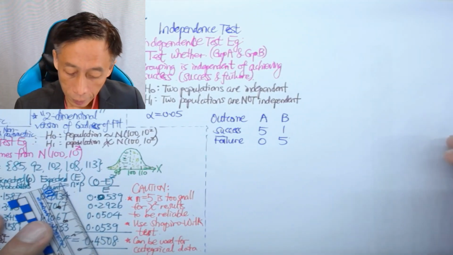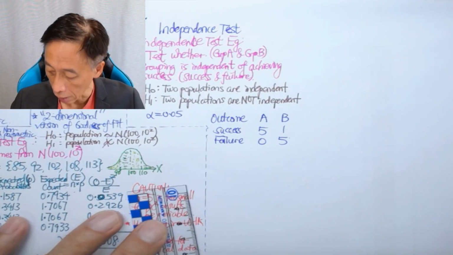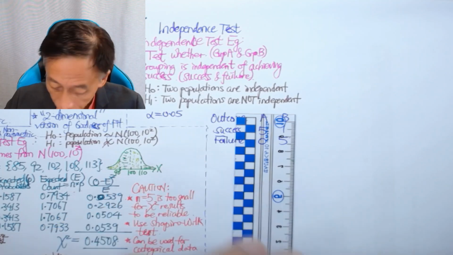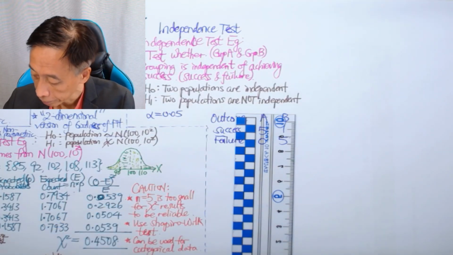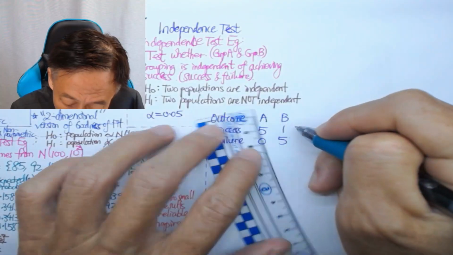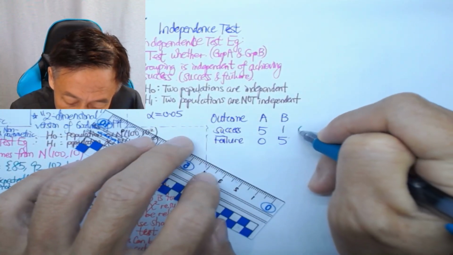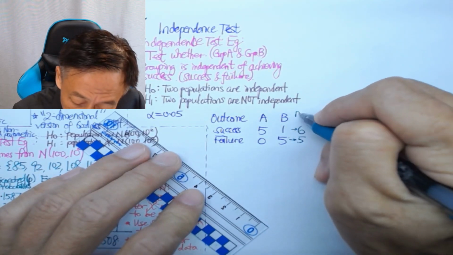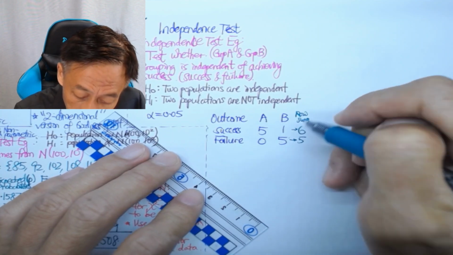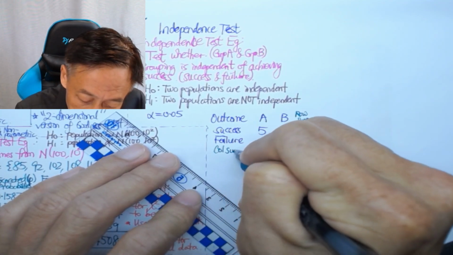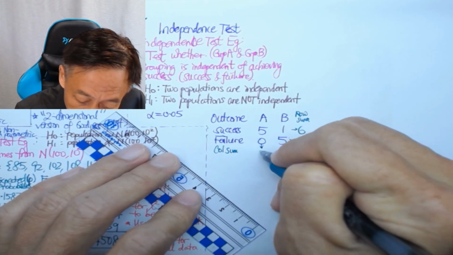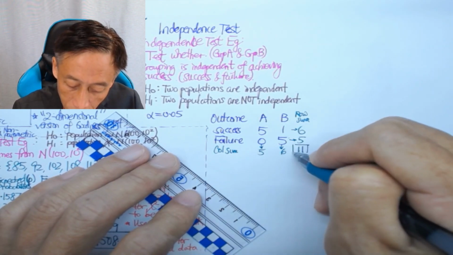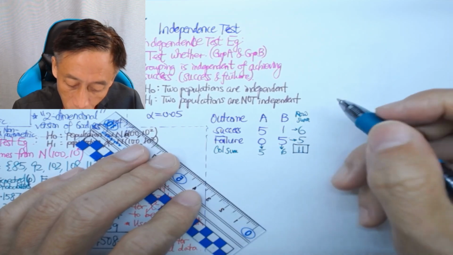So then what we do is we'll calculate the row sums. Where's our row sum? Okay, our row sum is going to be 5 plus 1, 6. 0 plus 5, 5. Then we have the row sums. And if we have row sums, then we have column sums. 5 plus 0, we get 5. 1 plus 5, we get 6. And the total is 11. So that's like our total sample size. So n equals 11.